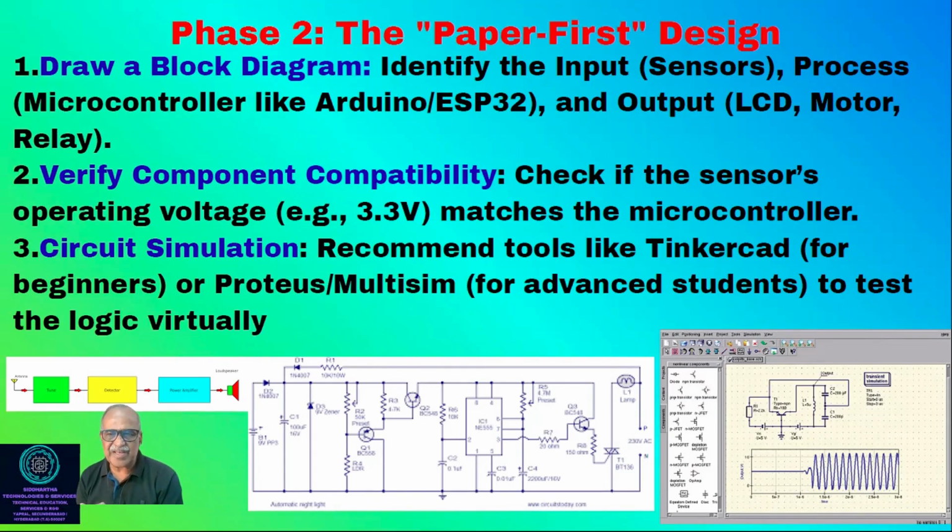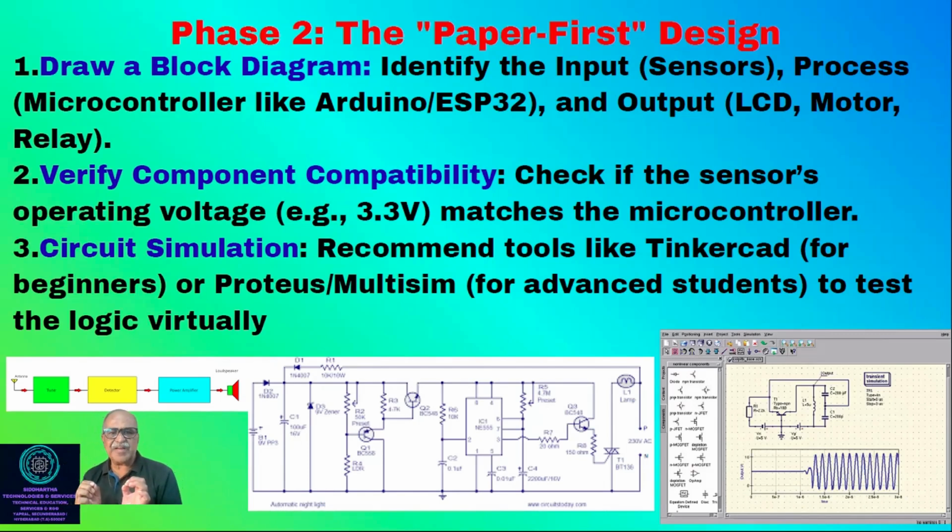Once you have the schematic diagram and you understand the concept, how your circuit is working, very easily you can make a block diagram. First, in the block diagram, identify the input, that is the sensors, and the processor, a microcontroller like Arduino or ESP32. If you are doing a project with ESP32, then you connect the ESP32 to the output: LCD, motor or relay. So input, microcontroller, and output. If this is the case, you make 3 blocks. When you understand the schematic and the concept, you can easily make it. So first is the block diagram.